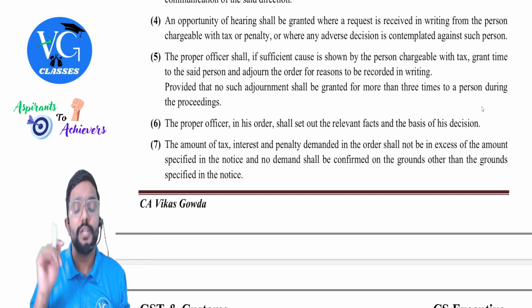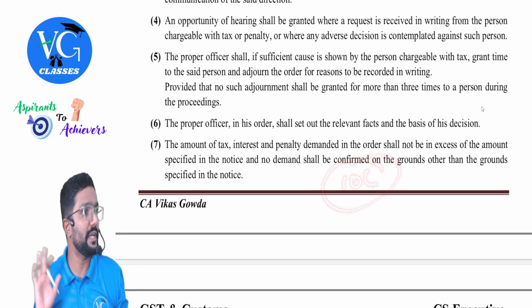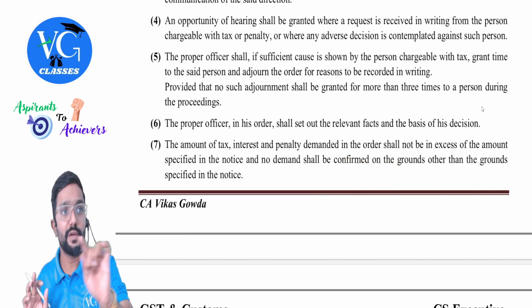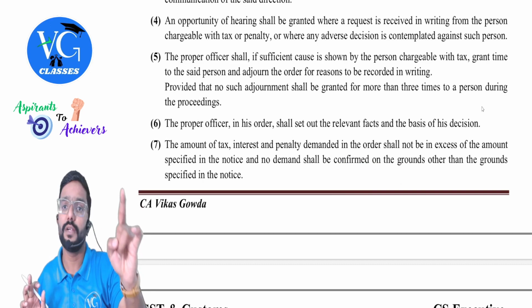Now, initially notice was given, no, either under section 73 or 74 or 74A. Assume notice was given for 10 lakh. Now, can they increase the amount more than 10 lakh? They are telling no. Now, in the order, you cannot change the amount. Notice was given for 10 lakh means even order has to be passed for 10 lakh.